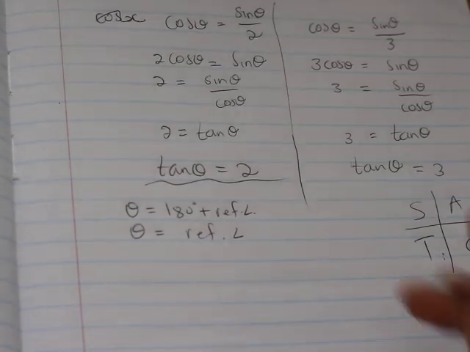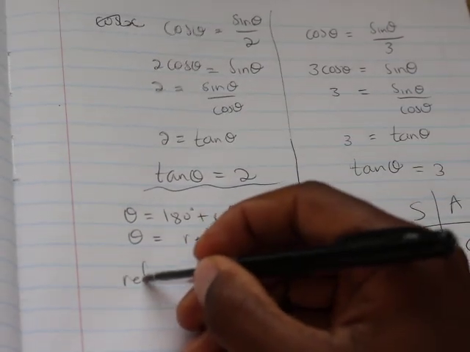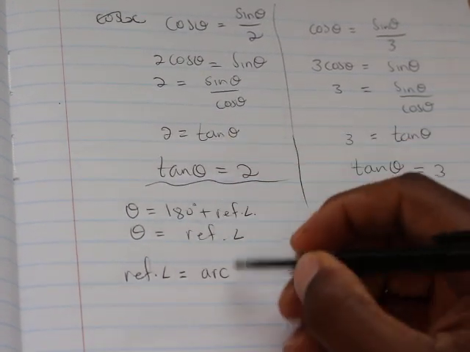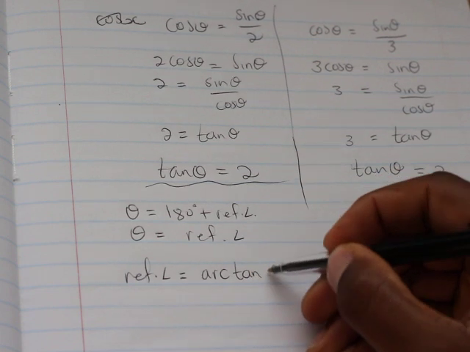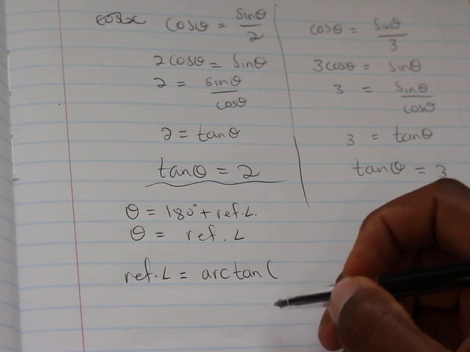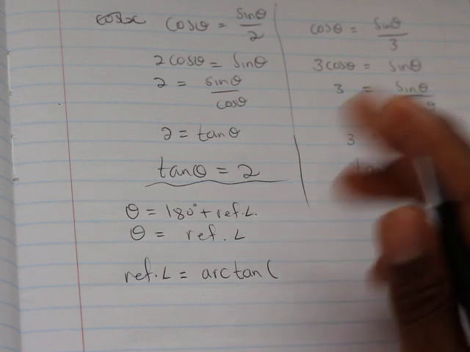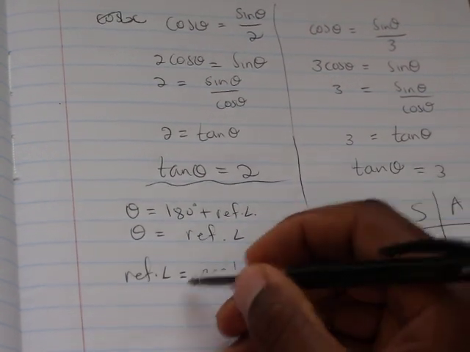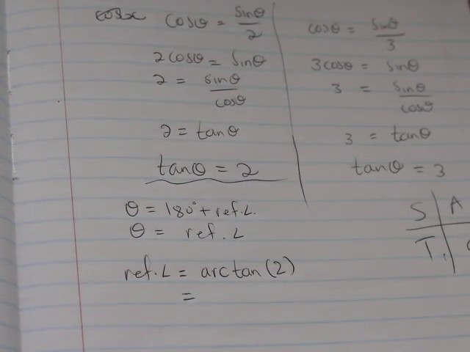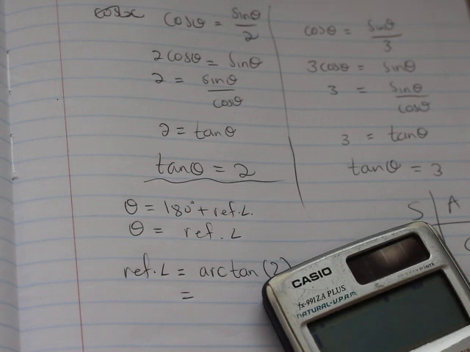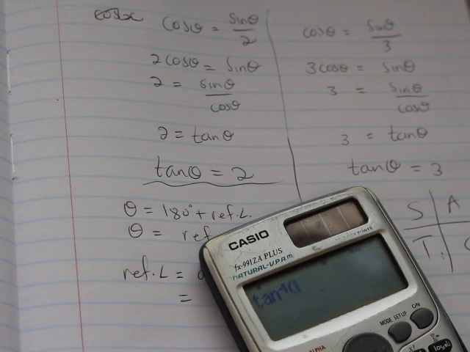So now let's find the reference angle. Reference angle is equal to the arc of whatever trig ratio that you have. This time around we've got tan, and then the absolute value of whatever number is there. So if it's negative, you turn it into a positive. In other words, you disregard the negative. If it's already positive, well, that's great. You just plug in that number there. I don't even know where my calculator is. Okay, there we go. So the arc tan, shift tan, okay, and then 2.